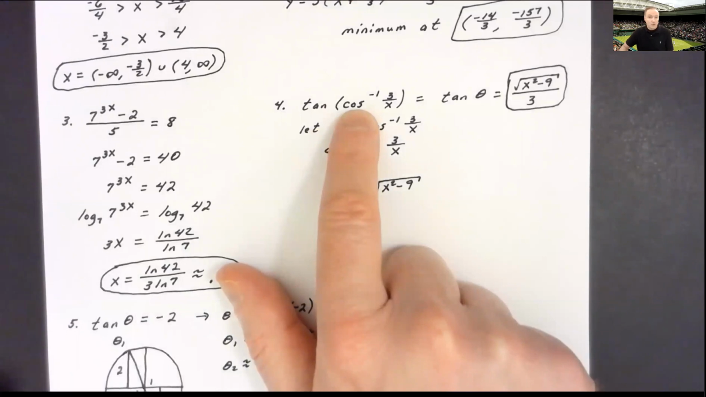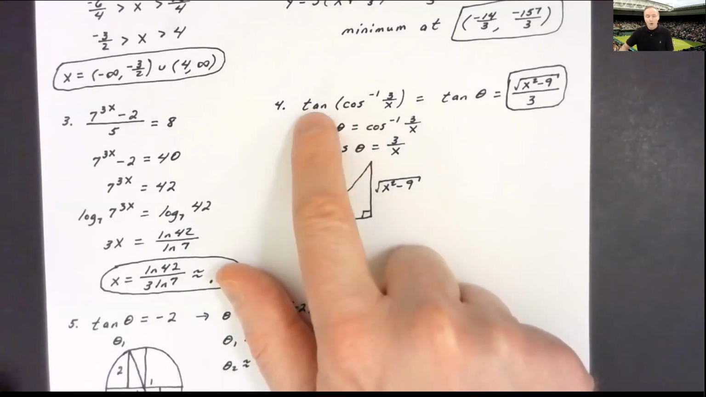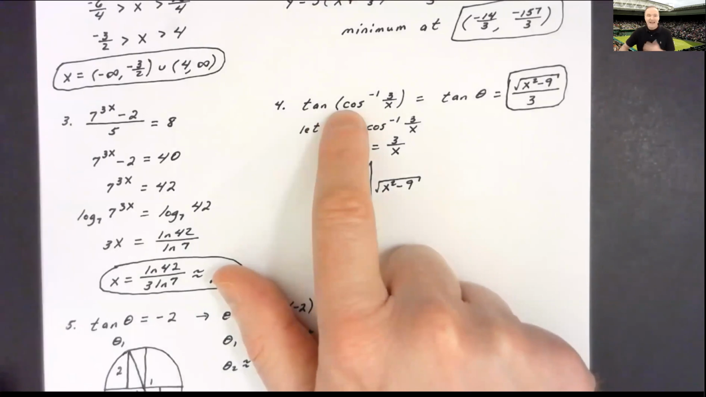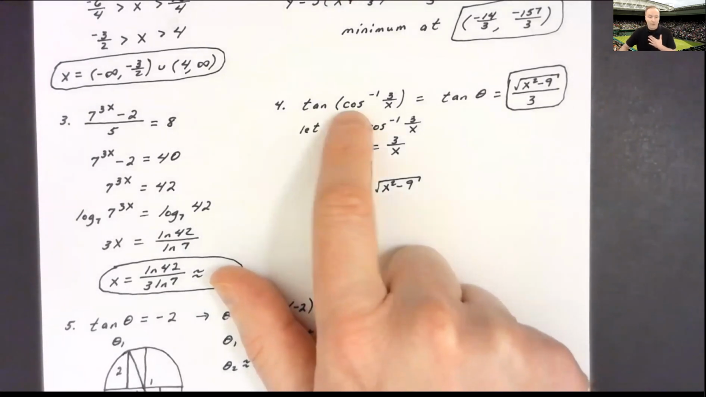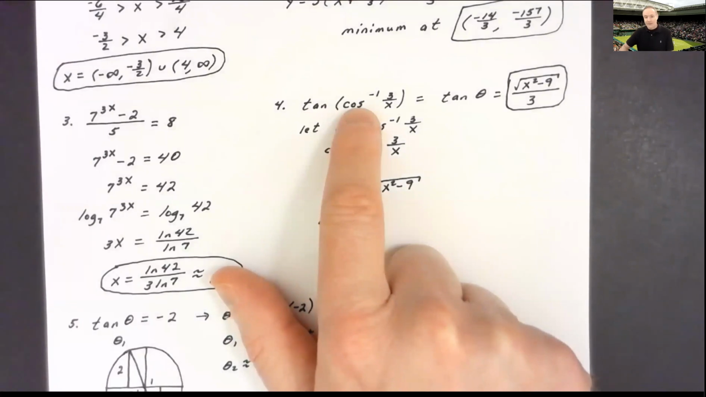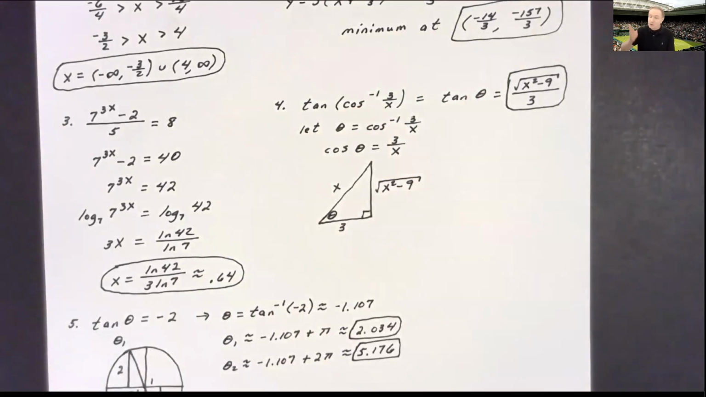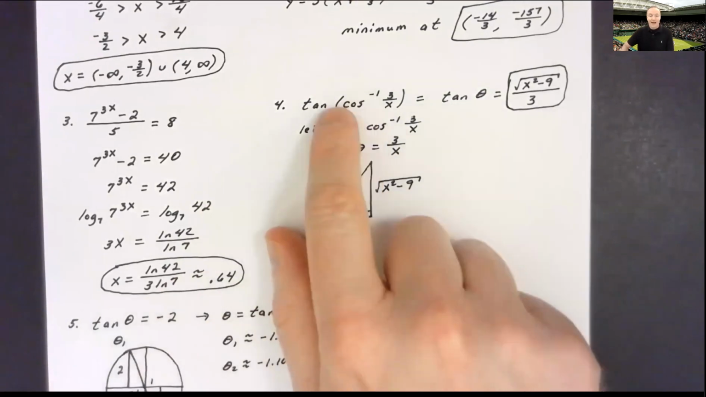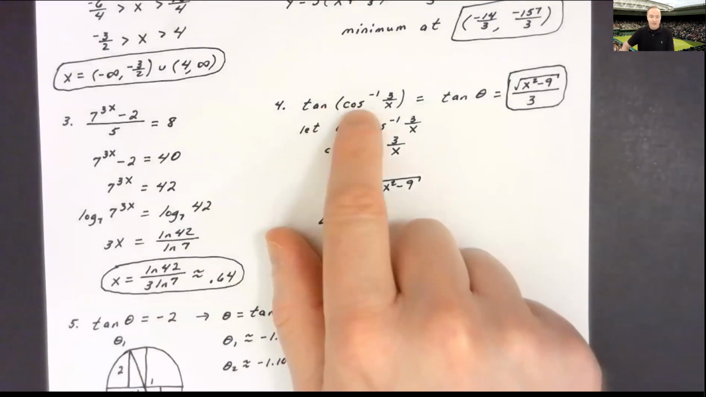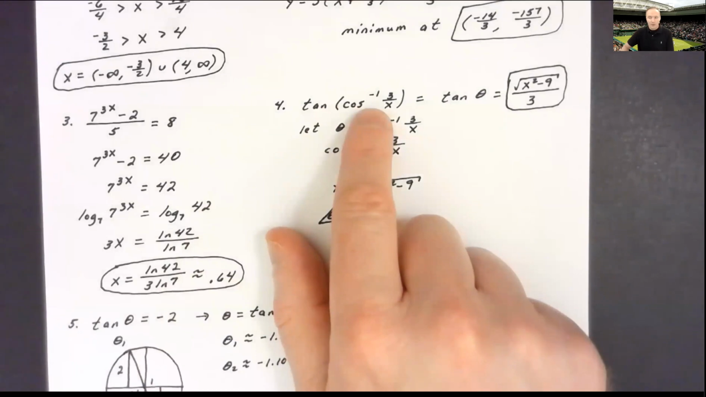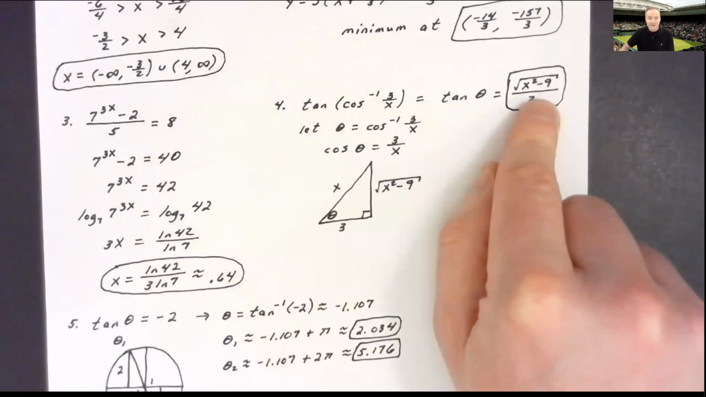What about whenever you start integrating in Calc 2? Is anyone that I even know of capable of integrating that in its current format? The integral of the tangent of the inverse cosine of 3 over x with respect to x. Nope. I can't think of a soul, and I know some brilliant mathematicians. I can't think of a soul that could integrate this. So you say, well, okay, then if you can't integrate it, what do you do? You have to rewrite it as an algebraic function.